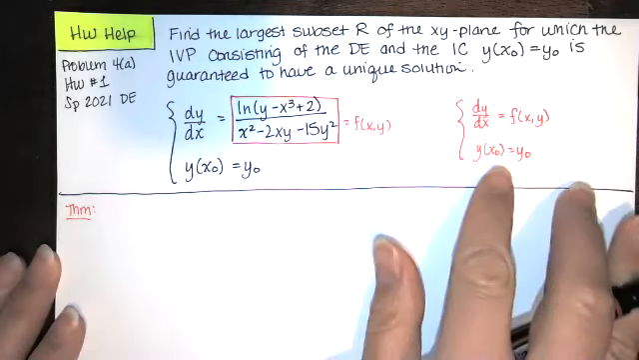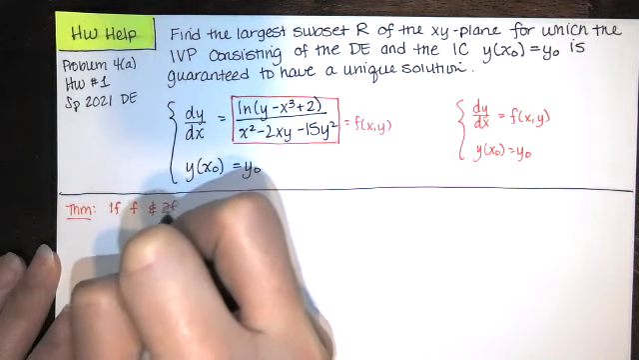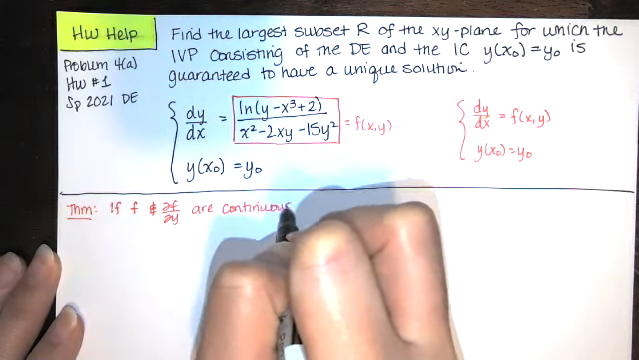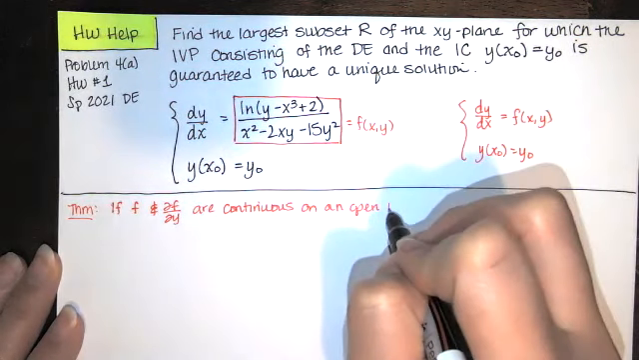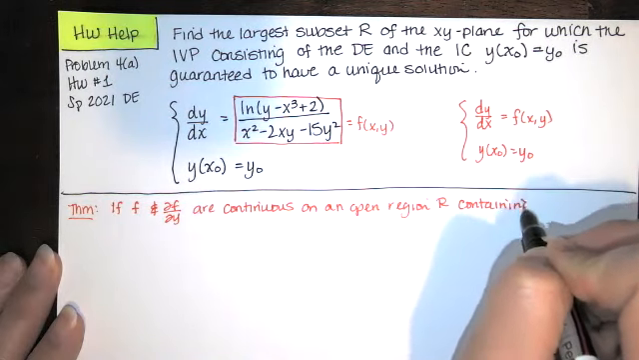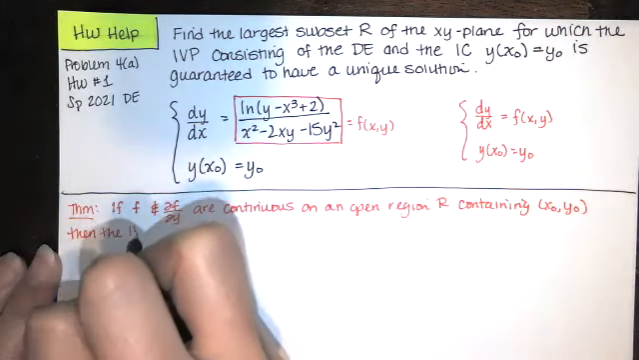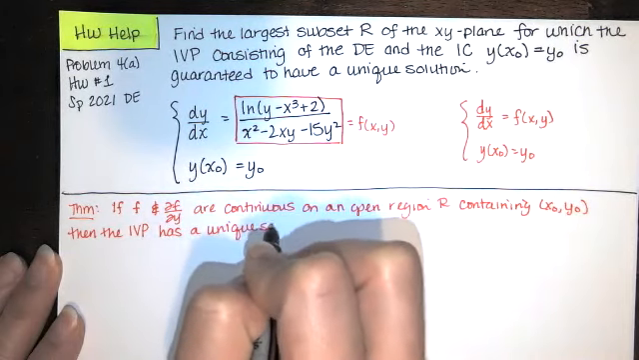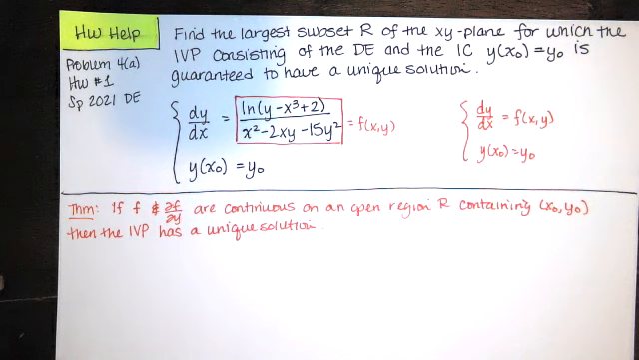It says if, given this IVP, if f and the partial of f with respect to y are continuous on an open region R containing x naught, y naught, then the IVP has a unique solution. Now, it's wordier in the original version, but that's the basic idea.